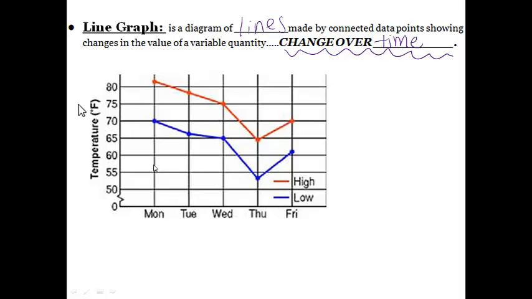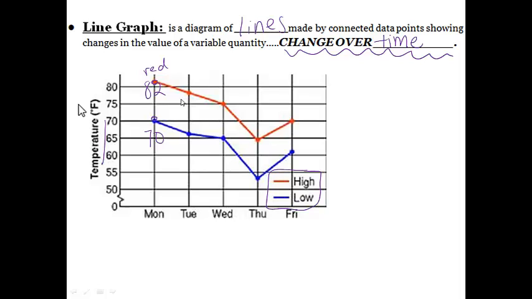So, for instance, this is talking about weather, because I see that we're talking about temperature. And I find my key and I see that this top color is red. On your graph it's red, obviously, because it's the color right here. This one is going to mean highs and this one's going to mean lows. So on Monday, the high was about, what, 82? The low on Monday was 70.